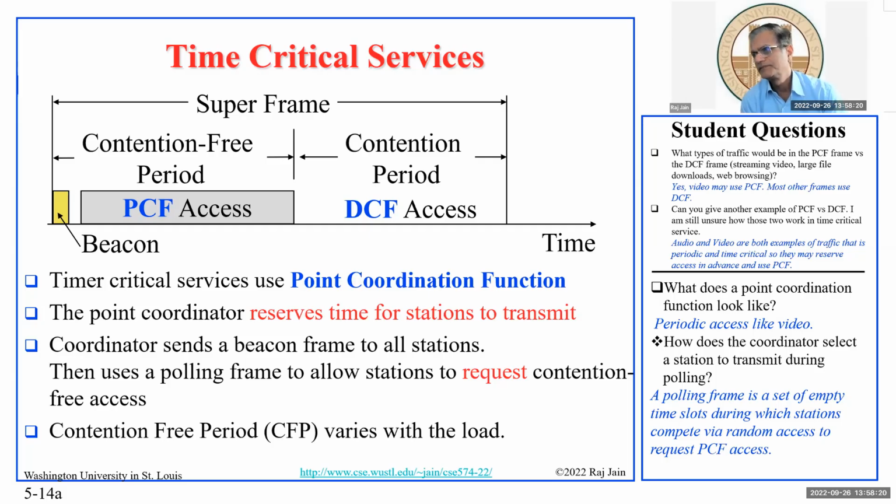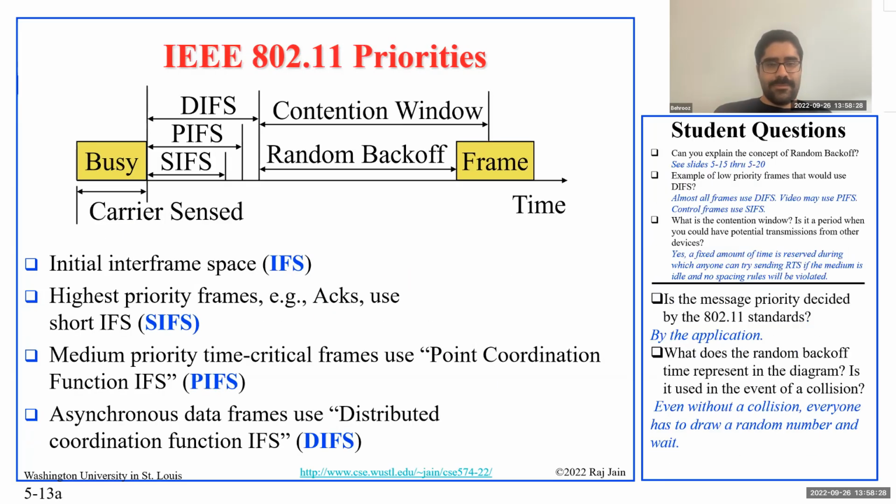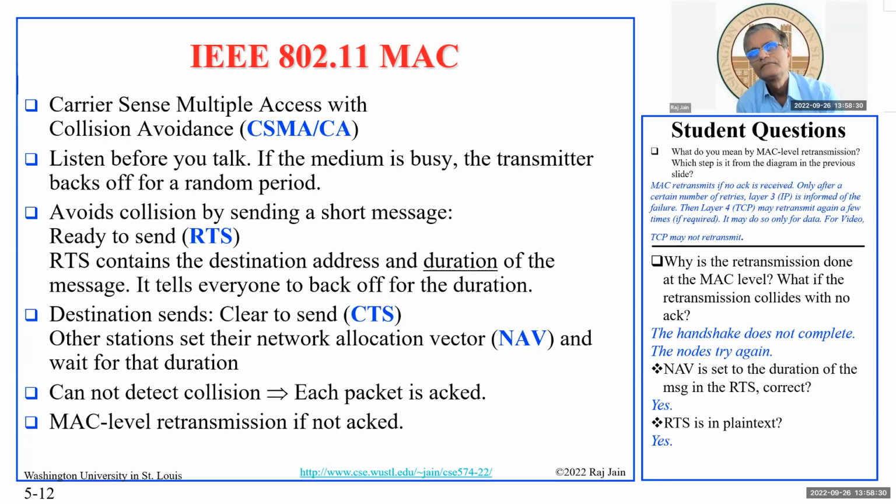Yeah. So I had 2 questions on slides 5 and 12 that are not in the slides. For slide 12, the second point says that if the medium is busy, the transmitter backs off. So does it listen to NAV or does it back off? Listen before you talk. If the medium is busy, the transmitter backs off for a random period. Yeah. So what is the question?